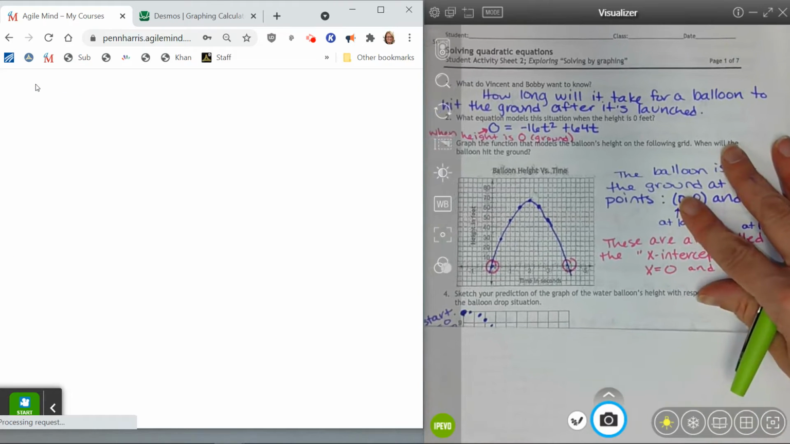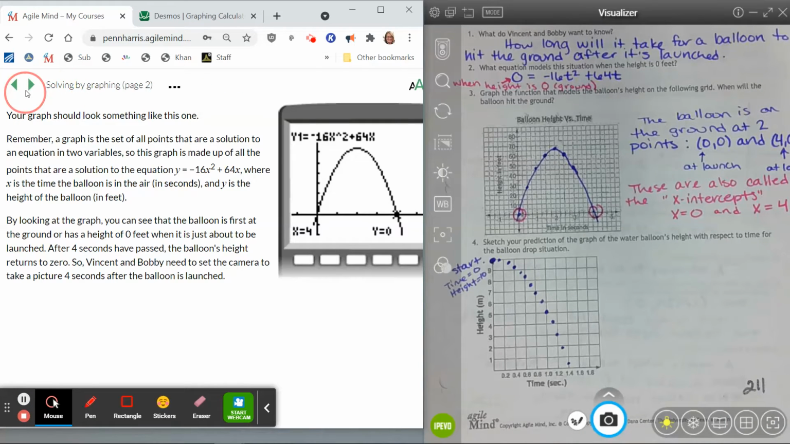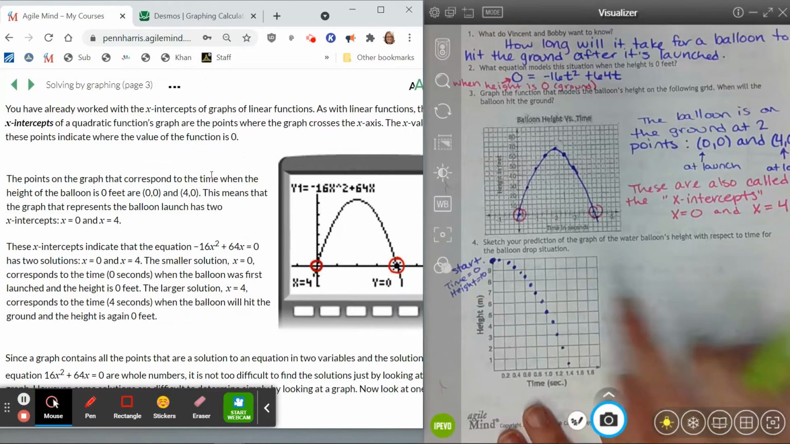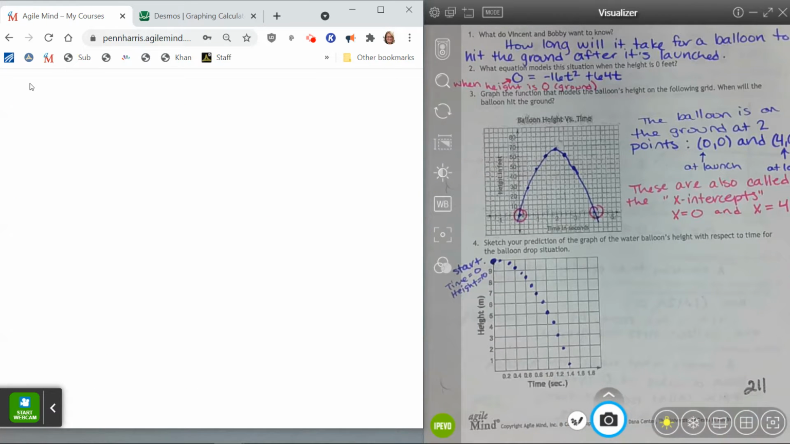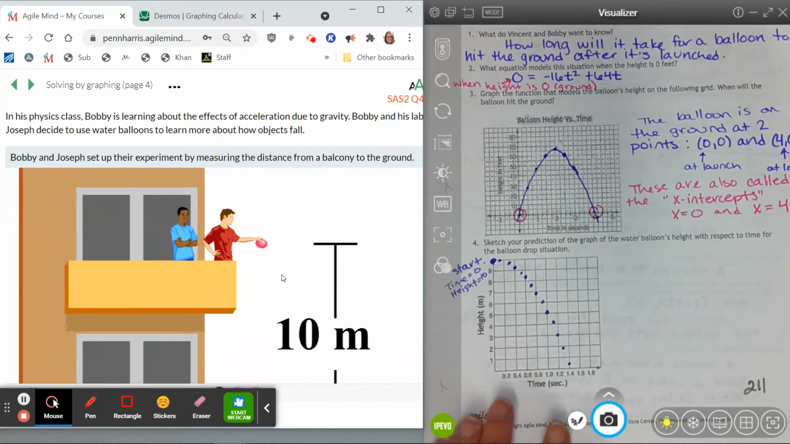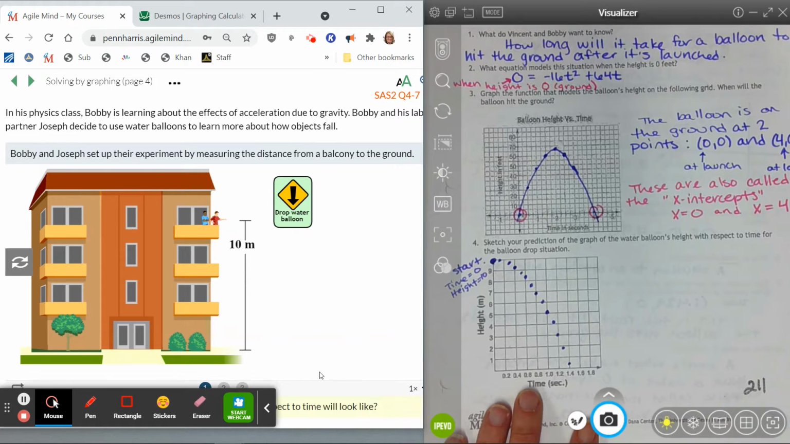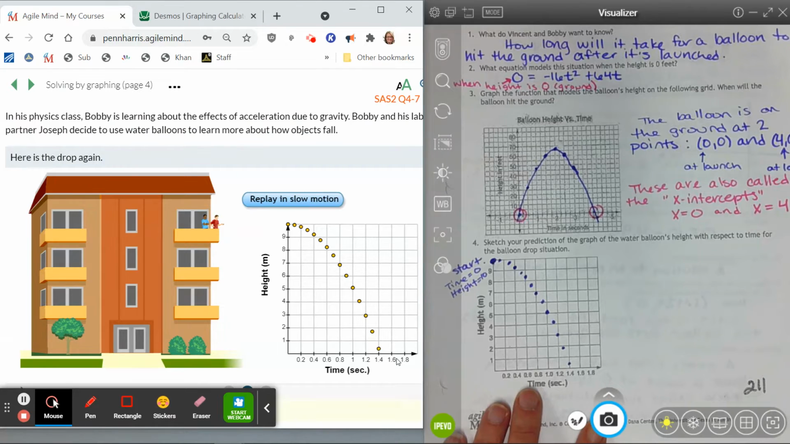Okay, so now here we have another situation. They are going to drop a balloon off of the top of a school building. Let's see if we can get this to switch here. What they're doing is they are starting 10 meters up off the ground, and they want to know how long it's going to take for it to hit the ground. So we've got Bobby and Joseph. Here they are, and we're going to go ahead and drop this balloon, and we can see roughly what it's going to look like there. Okay. And when we go ahead and we graph this, again, you can see what that looks like.